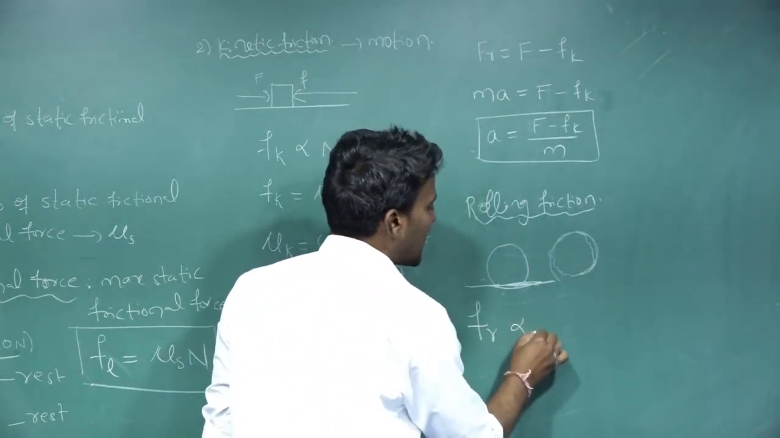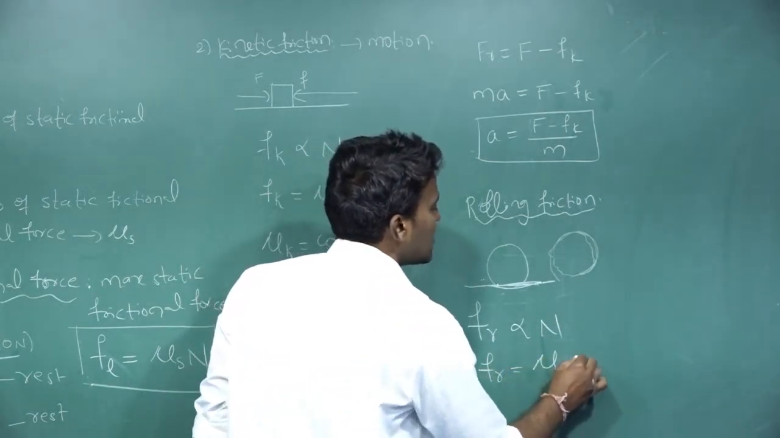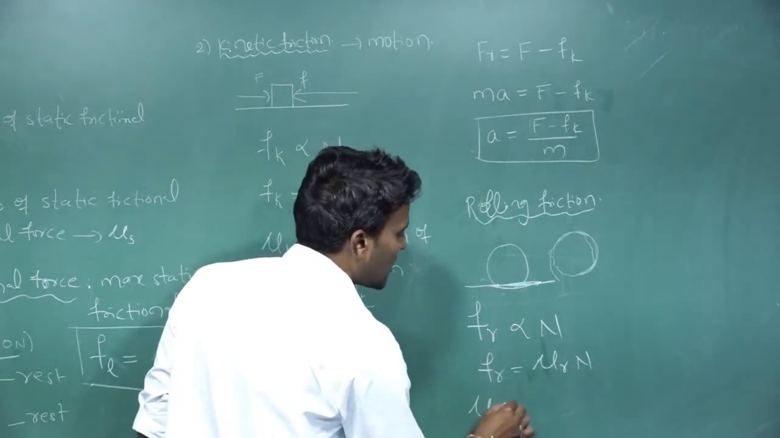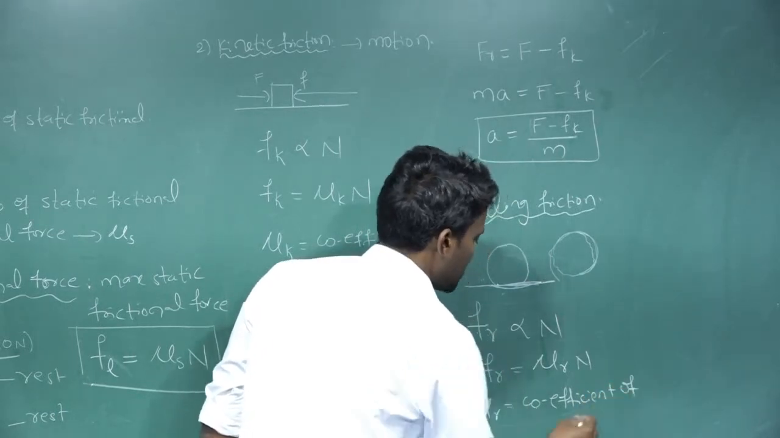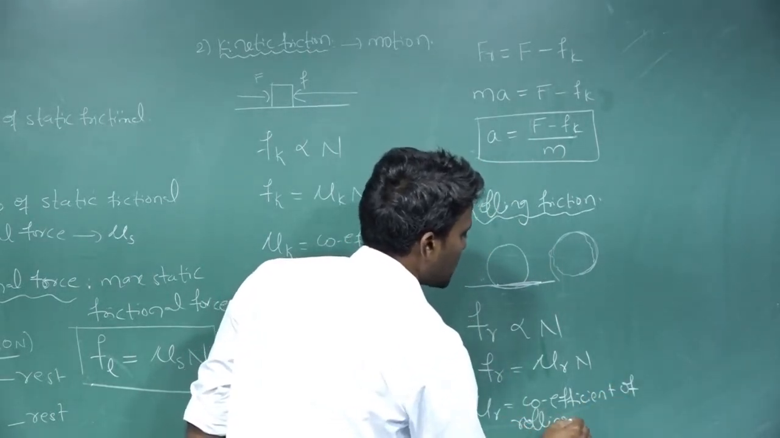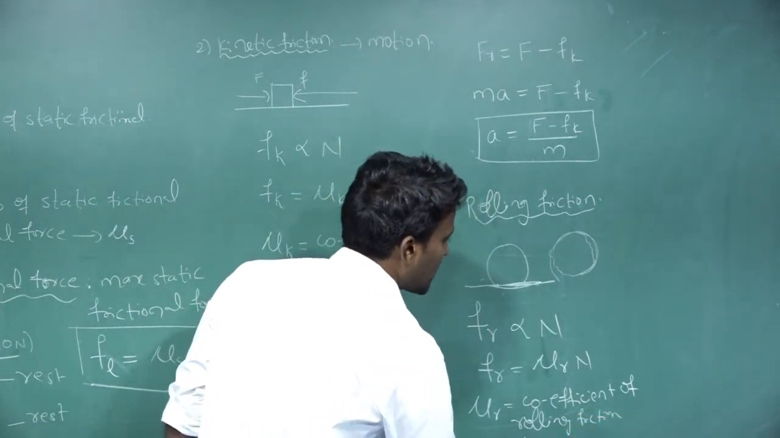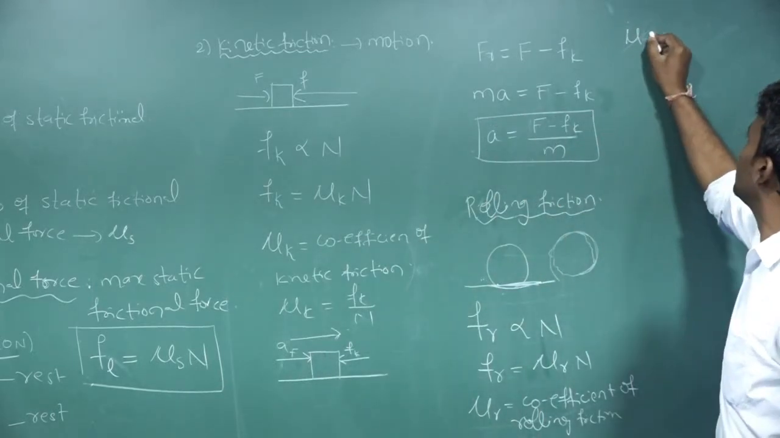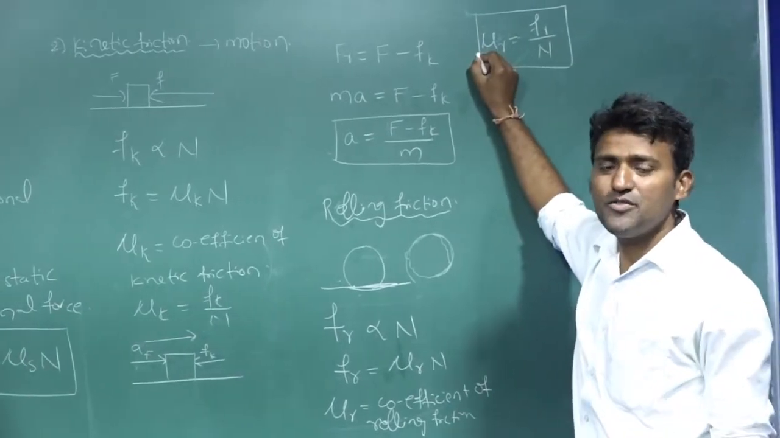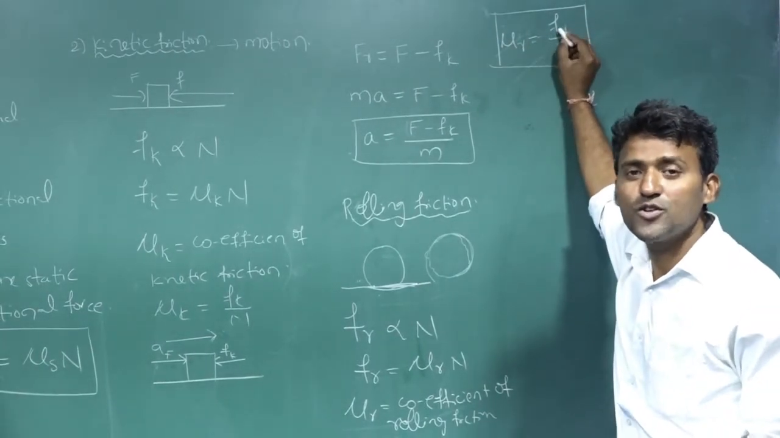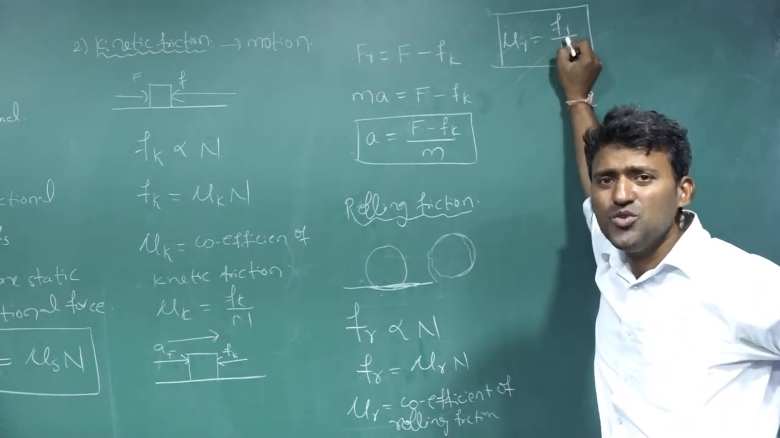That rolling frictional force is directly proportional to the normal force. When you remove the proportionality, one constant arises, which you can call mu r, the coefficient of rolling frictional force. Mu r is equal to Fr divided by N. How can we define this? It is defined as the ratio of rolling frictional force to normal force.